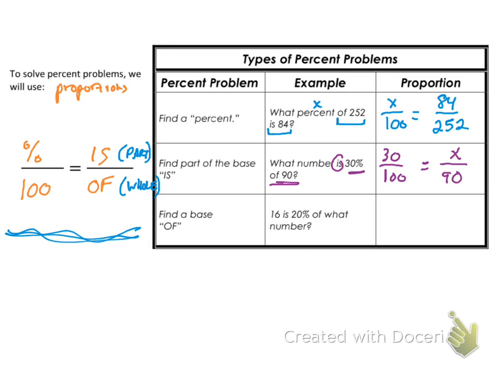And then the last type of problem that we could have is find the of. So 16 is 20% of what number? 16 is, so that's going to go where our is goes. 20 is always going to be out of 100 because a percent is always out of 100. I don't know my of, because it's basically saying 16 is part of what number? So that would be your proportion set up there. So let's do a couple problems.